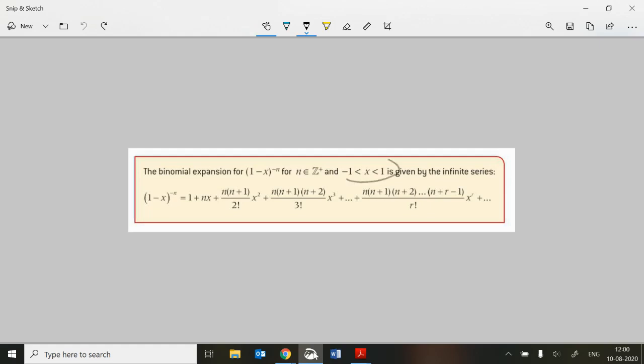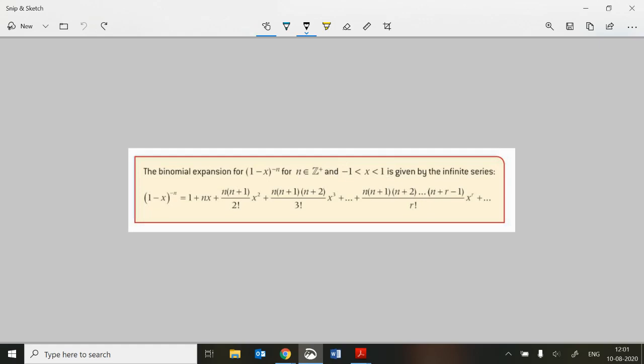Now, remember there's an extra condition on this because of the way we set up that first one, 1 over 1 minus x, that's the sum to infinity of our geometric sequence. So because the sum to infinity only exists with r being in between minus 1 and 1, well, we've got the same issue here as well. So we need to use that. Okay, so that's our condition.